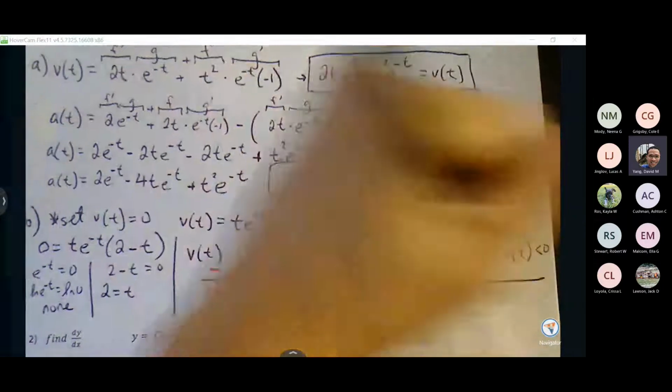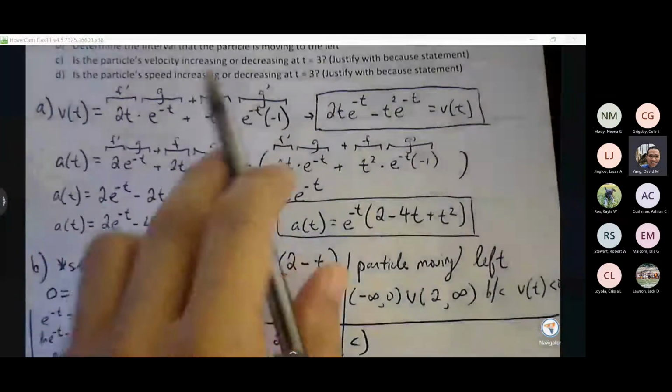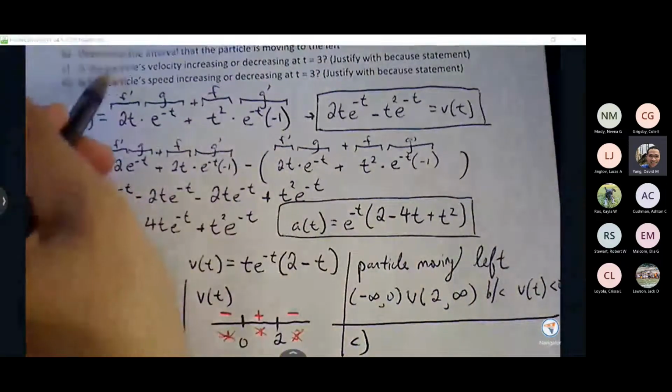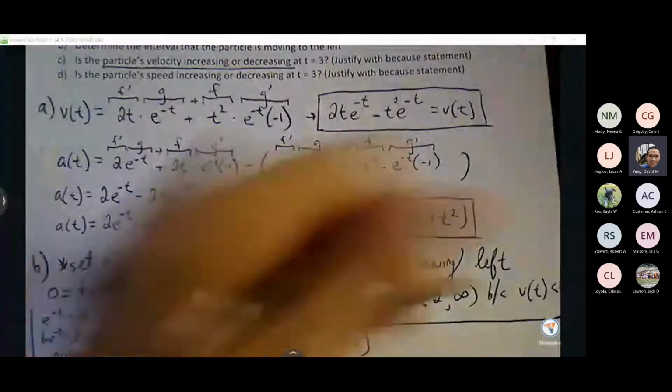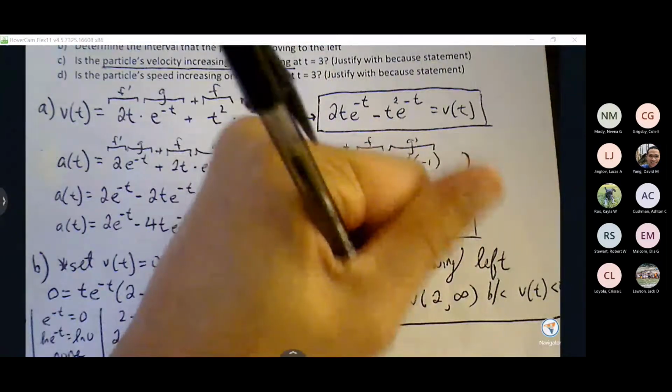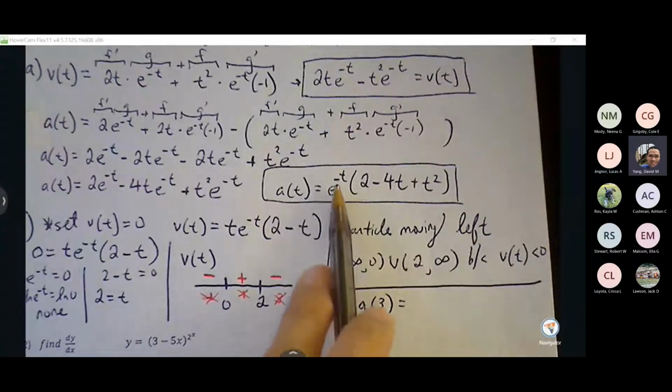Part C: is the particle's velocity increasing or decreasing? How do we determine that? What do we look at? Just acceleration, right? So just acceleration, a of 3. So just insert 3 into the acceleration function.